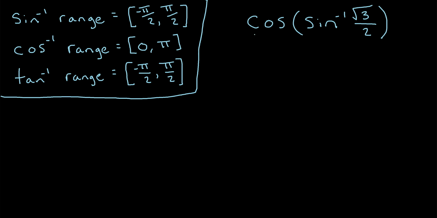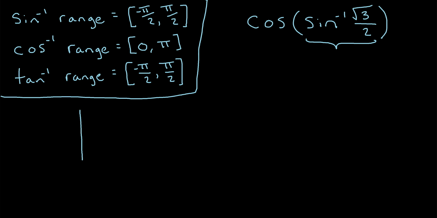So when we have a composition of functions like this, it helps if we just focus on the inner function first. So let's first just figure out what this value is. What is the inverse sine of square root 3 over 2? Well, when we're trying to find the inverse of a trig function, really what we're saying is what angle on the unit circle has a sine value of square root 3 over 2.